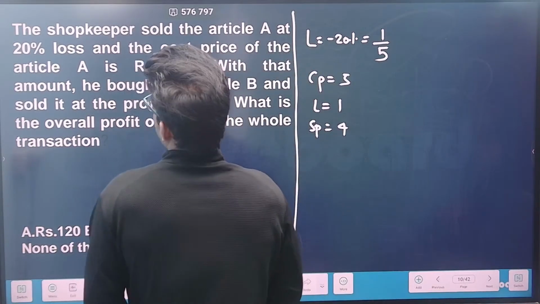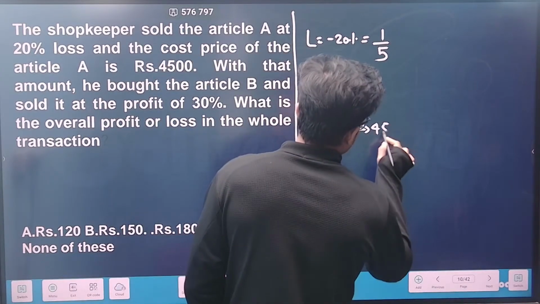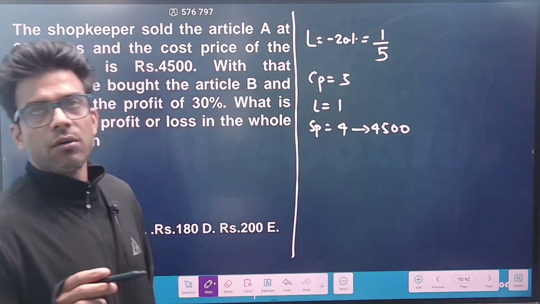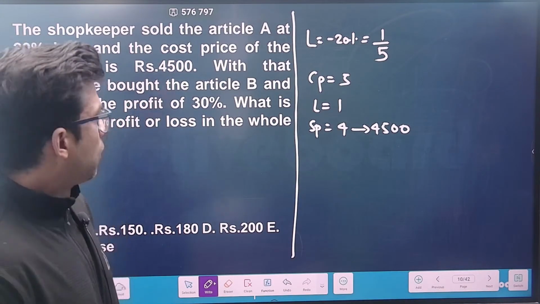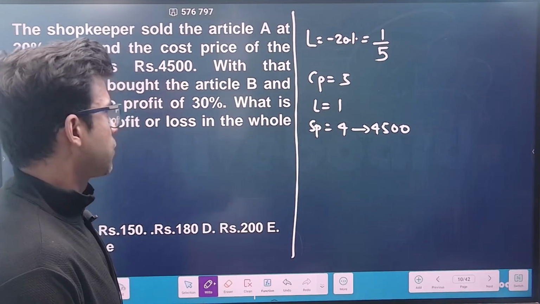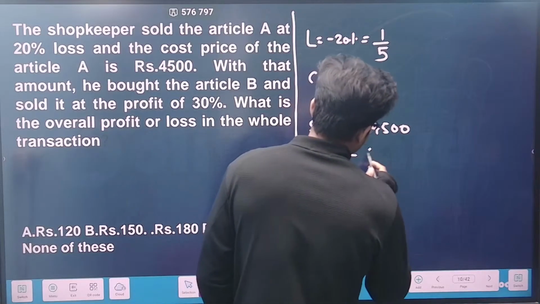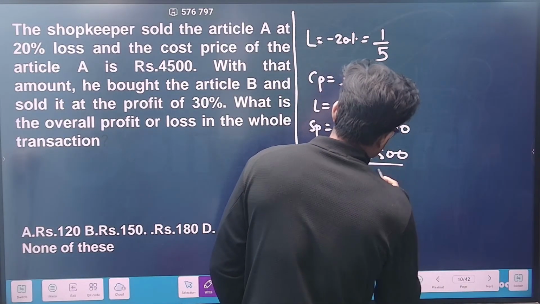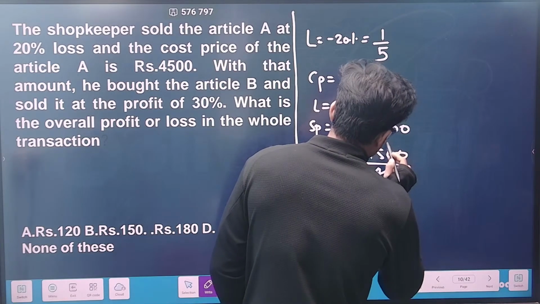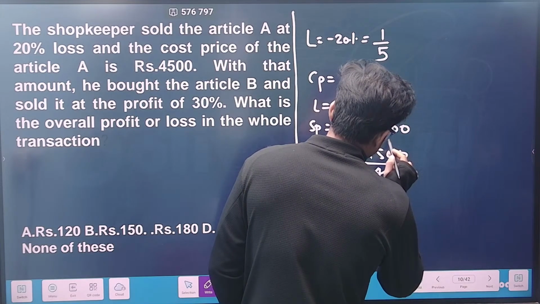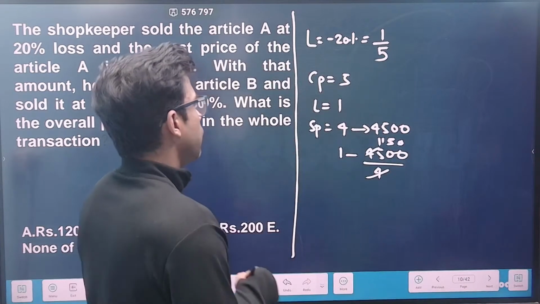And the cost price of the article A is given to me, which is the 5 value, 4500. Is everyone clear till now? Clear? You can also figure it out, no worries. So the value of 1 would be 4500 divided by 5.